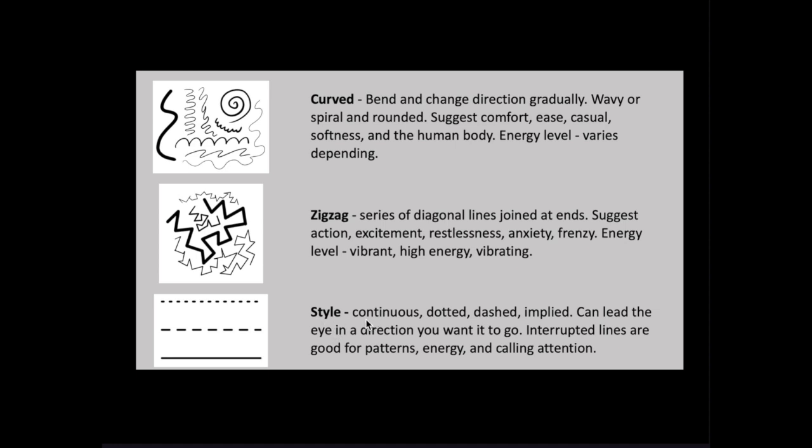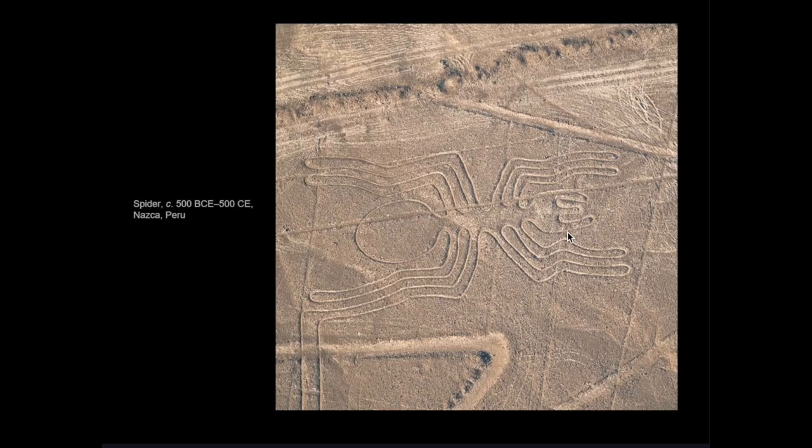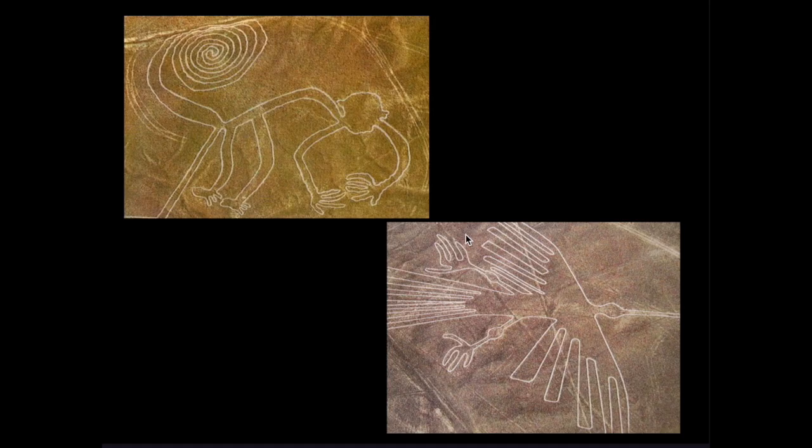And then there's style: continuous, dotted, dashed, implied, can lead our eye in a direction if you want it to go. Interrupted lines make good for patterns, energy and calling attention. They're like a road taking us in the distance. These are the Nazca lines. So they were in Peru, 500 BCE to 500 CE. So this is during a time when the Western world had not come to South America yet. And it's a mystery. We don't know exactly how these lines were created. We know that they were scraped out of the ground to reveal this gypsum. There's spiders, there's monkeys, there's birds. They're all contour lines or they're outlines.